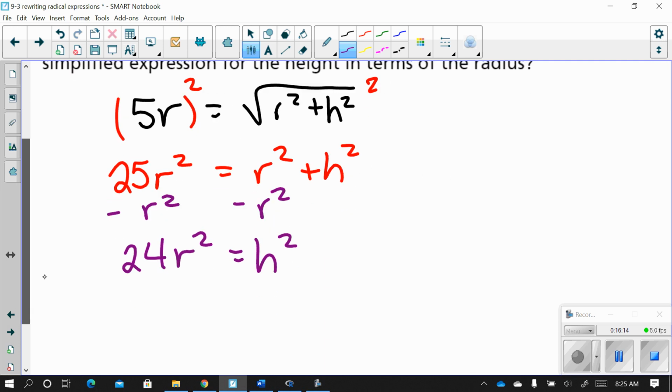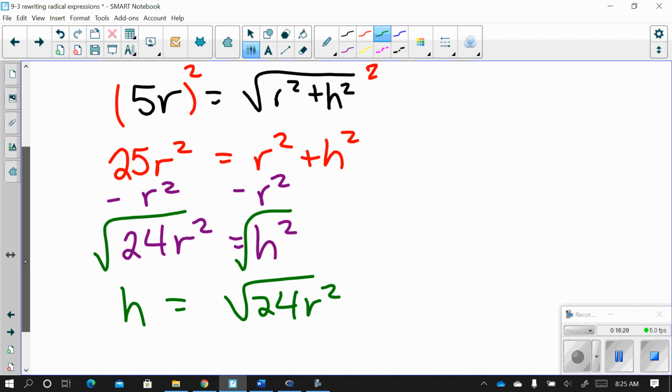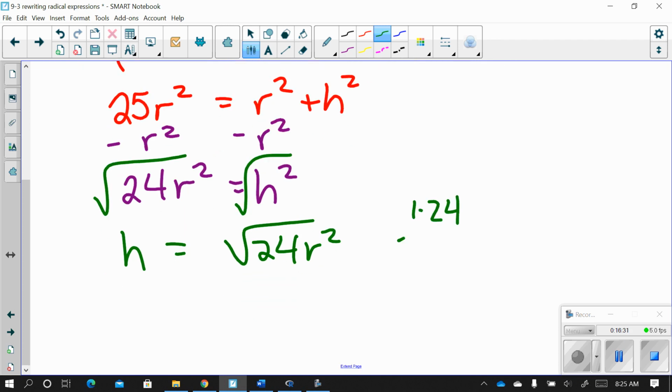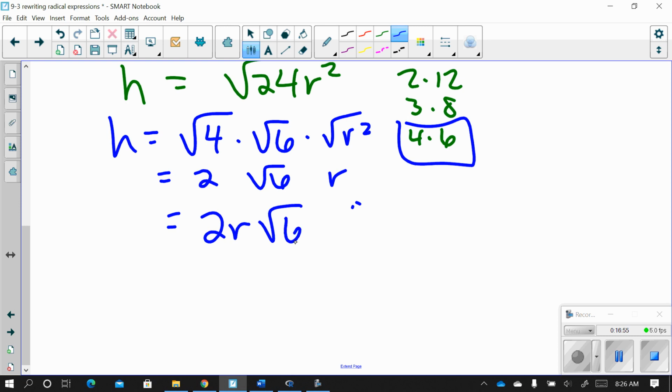Okay, how do I get h alone? Well, now I've got to do the square root. So I'm going to go ahead and switch sides. h equals the square root of 24r squared. Okay, 24 we know is 1 times 24, 2 times 12, 3 times 8, and 4 times 6. Obviously, 4 is our perfect square. So h equals the square root of 4 times the square root of 6 times the square root of r squared. Well, this is 2 square root of 6. The square root and the square cancel, just r. So my final answer is equal to 2r square root of 6.